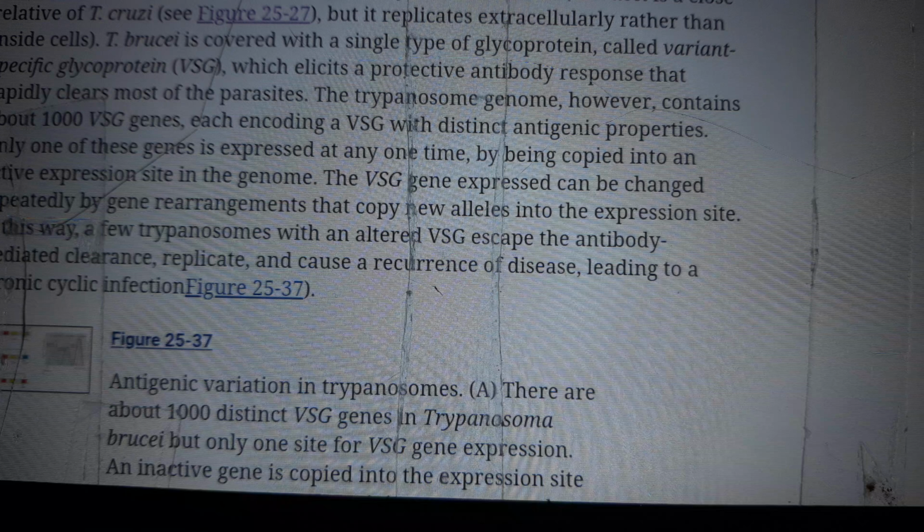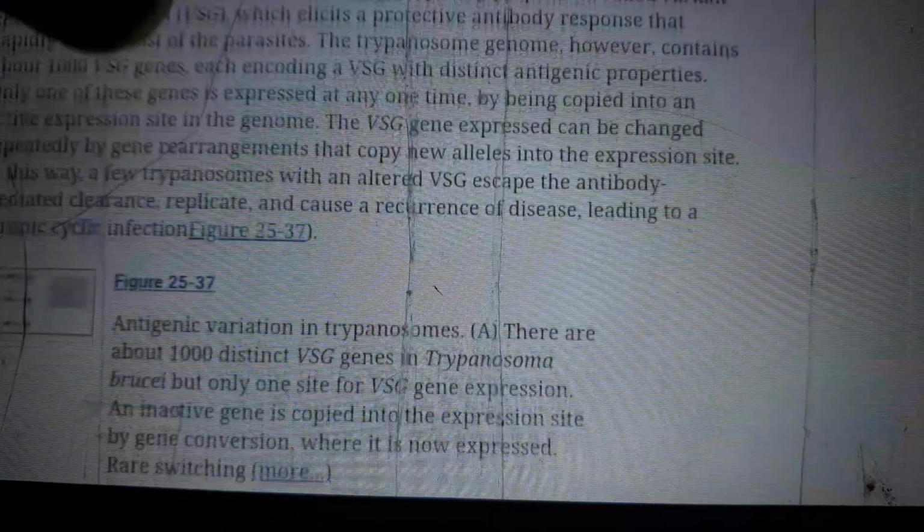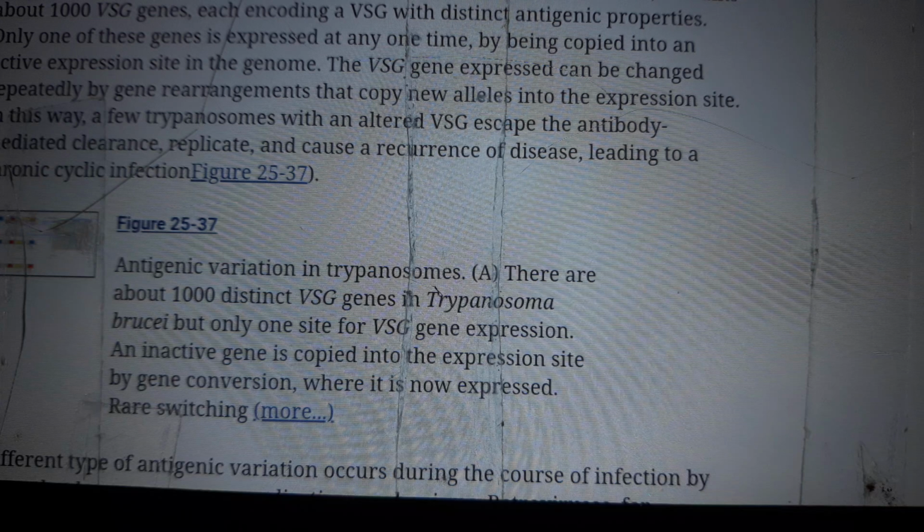The most striking example is in African trypanosomes such as Trypanosoma brucei, a parasite that causes sleeping sickness and is spread by an insect vector. T. brucei is a close relative of T. cruzi, but it replicates extracellularly rather than inside cells. T. brucei is covered with a single type of glycoprotein called variant-specific glycoprotein, VSG, which elicits a protective antibody response that rapidly clears most of the parasites.